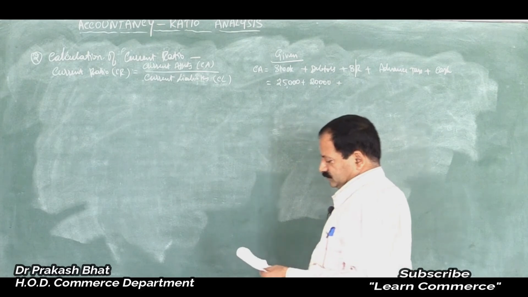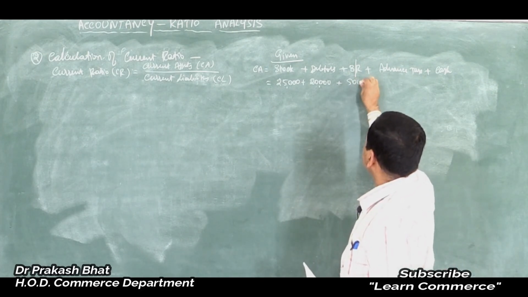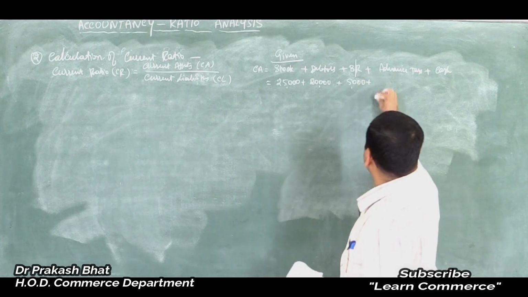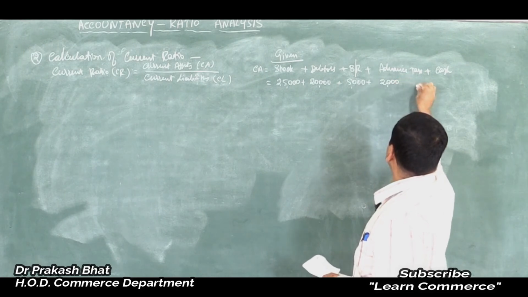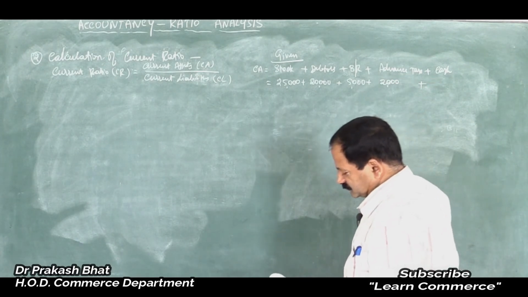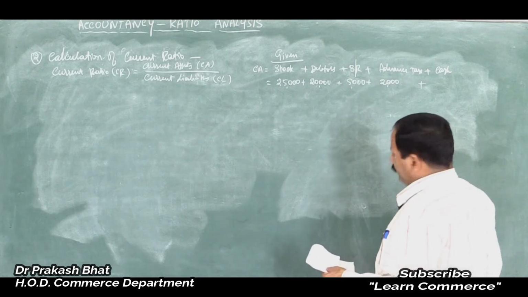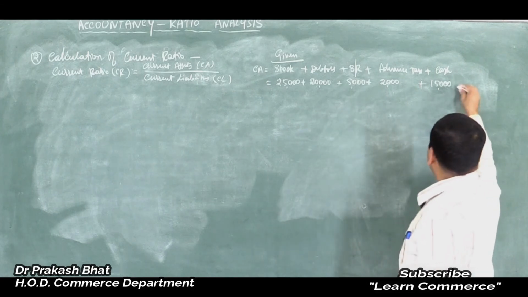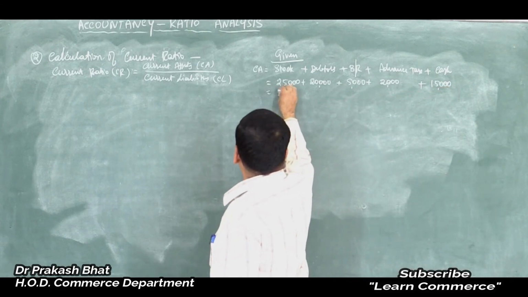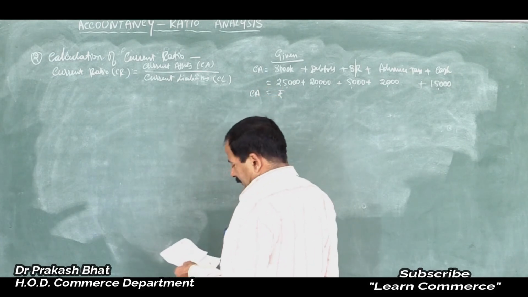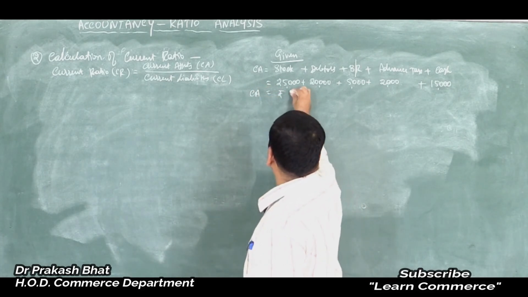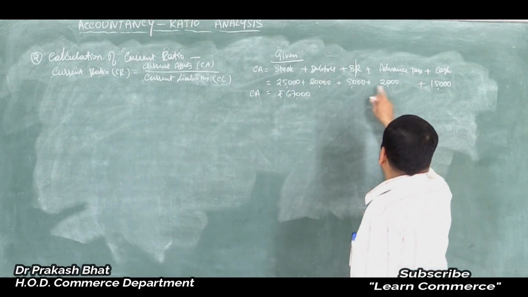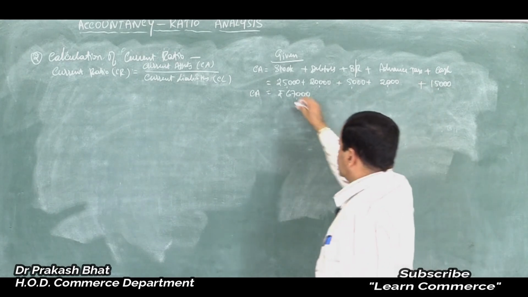plus bills receivable 5,000, advance tax 2,000 plus cash 15,000. Am I correct? 15,000 is equal to how much? CA is equal to rupees 67,000. 45, 52, 67. Yes, correct.